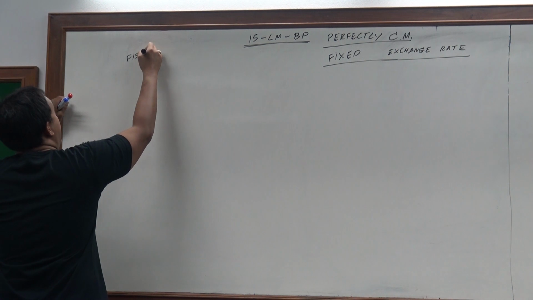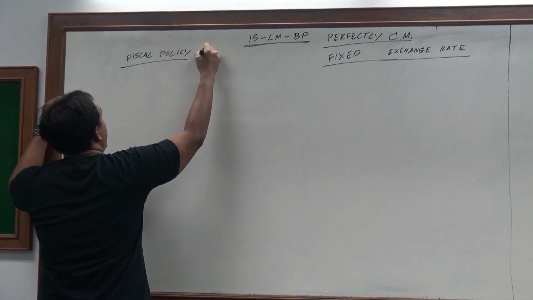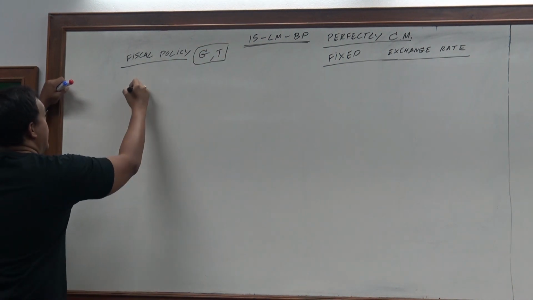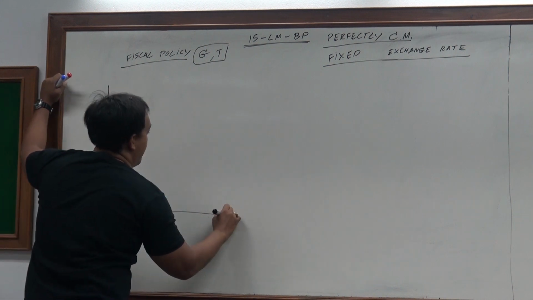First, we're going to start with the fiscal policy of the government. Again, this is about G and T. Just like before, you're going to have two graphs.